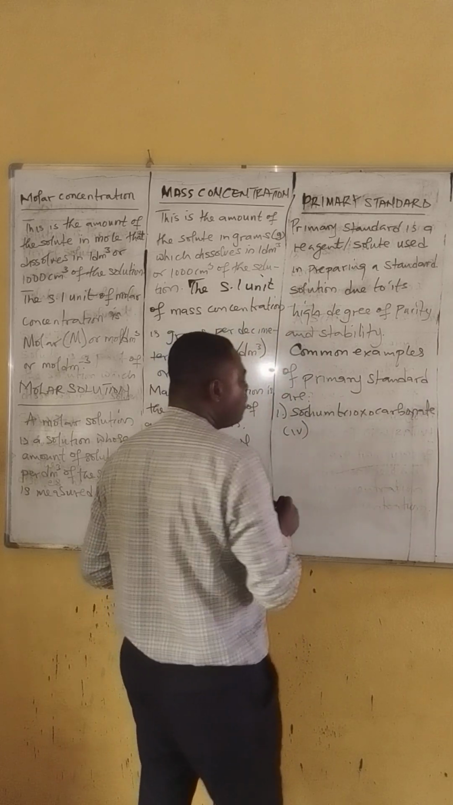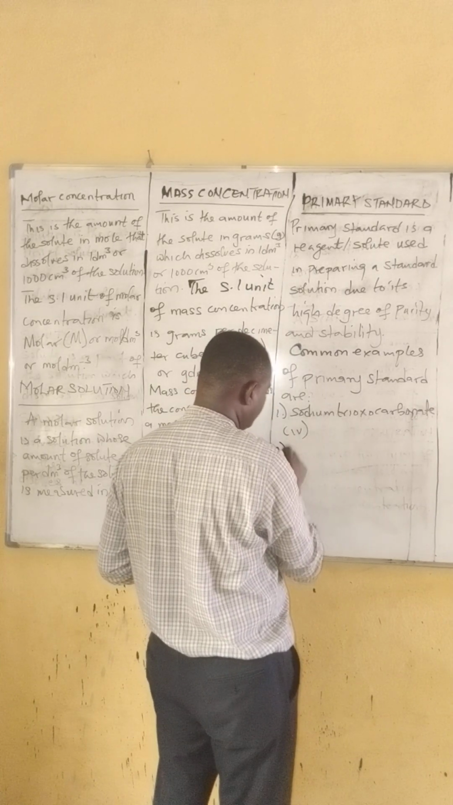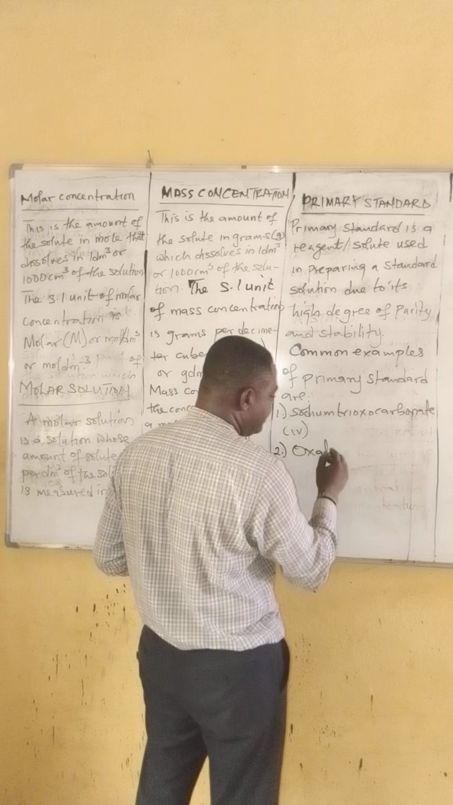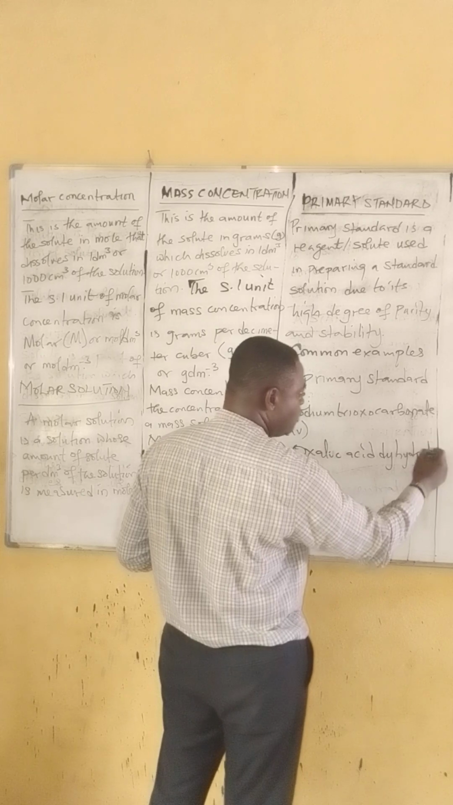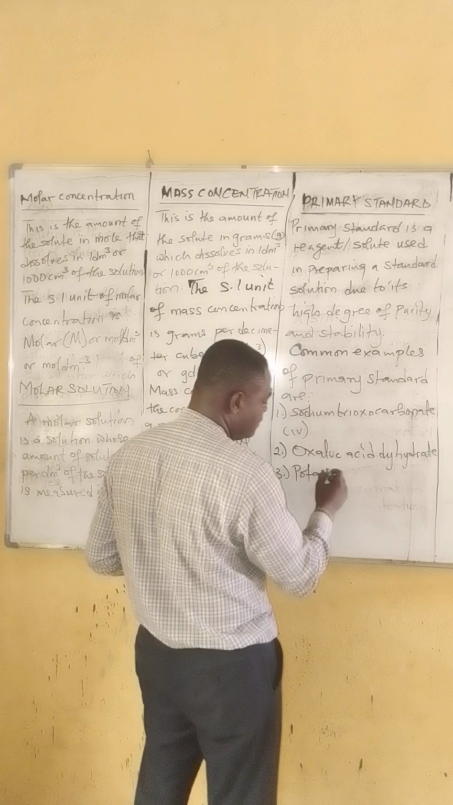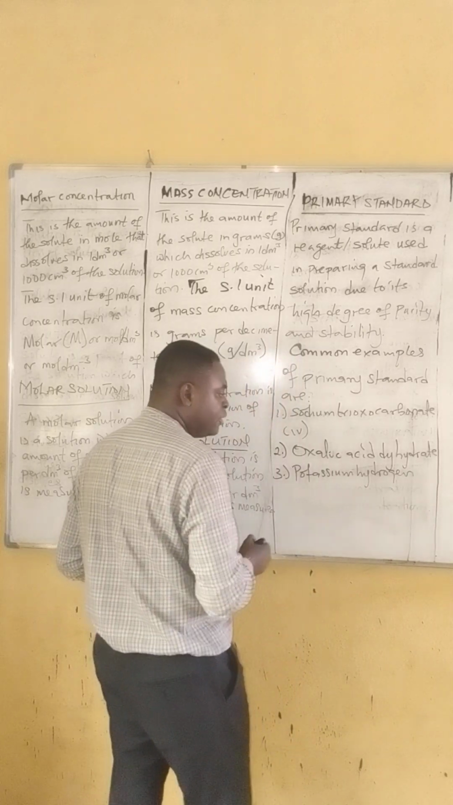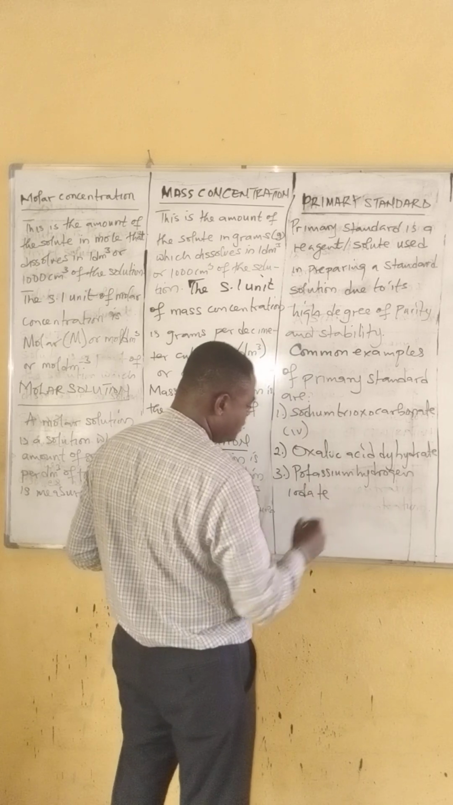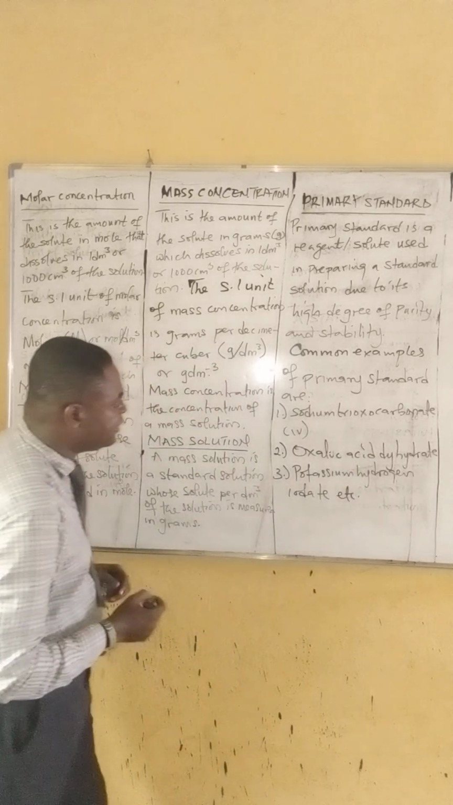Common examples of primary standard are: number one, we have sodium trioxocarbonate IV decahydrate. Number two, we can have oxalic acid dihydrate. We can have potassium hydrogen iodate, so many of them, and so on and so forth. All these are primary standards.